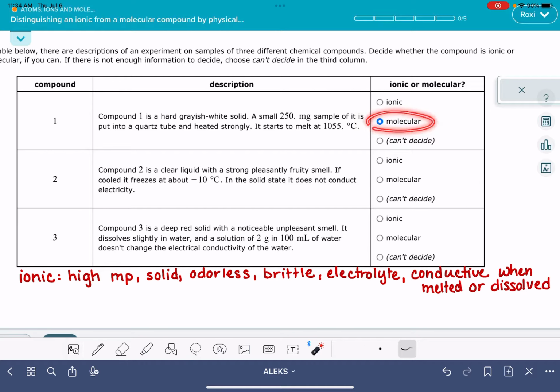I accidentally hit this button when I took the screenshot, so ignore that. I didn't intend to mark that.